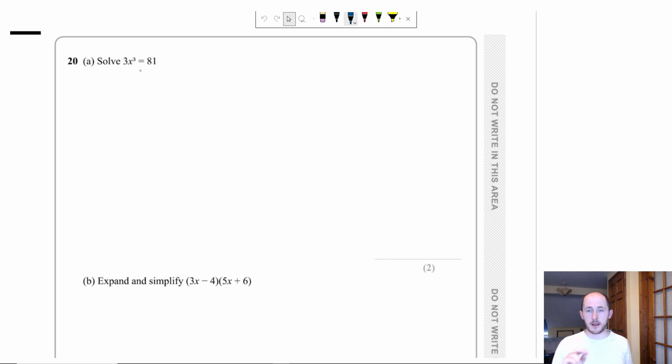Absolutely we can. But if you do start with the cube rooting, you'd have to also cube root 3, which is very tricky, and then you also have cube root 81. So what I would recommend is always get rid of the number in front first. So divide both sides by 3.